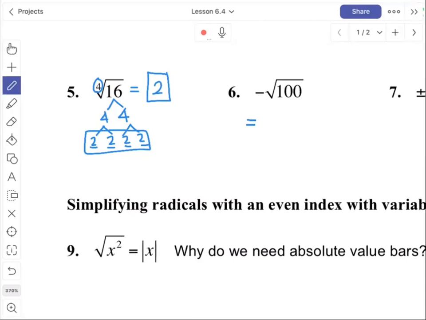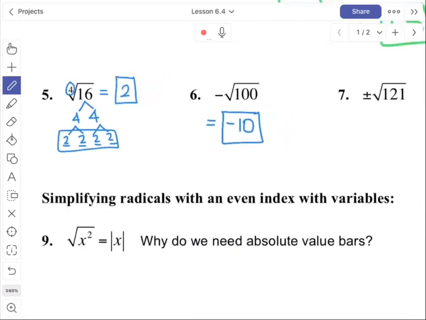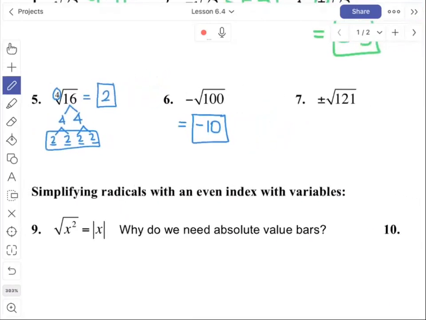We would be doing... wouldn't it just be -10? Perfect. You got it. All right. That's it. -10. Beautiful. All right. Number 7. Let's go Mateo. ±11. Nice, Mateo. All right. Plus or minus 11.